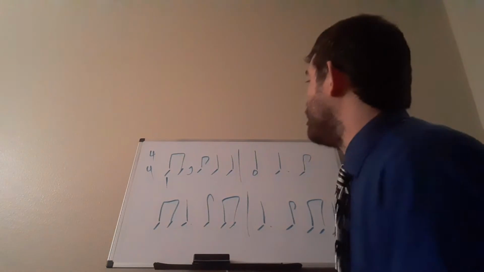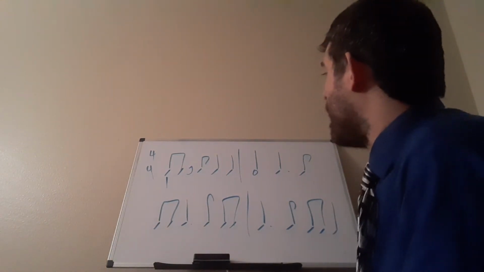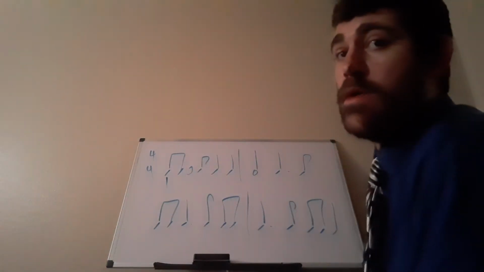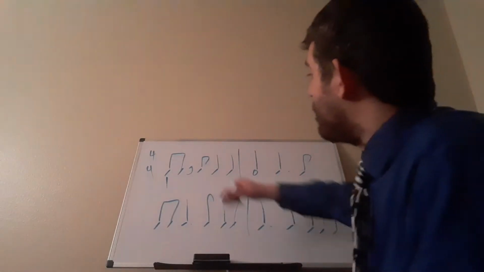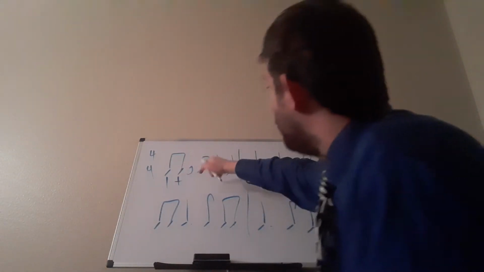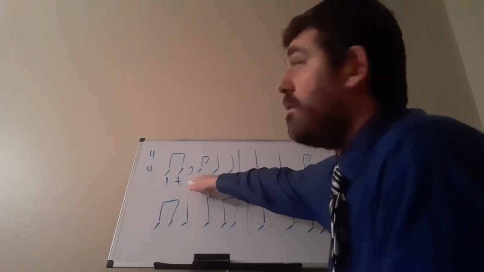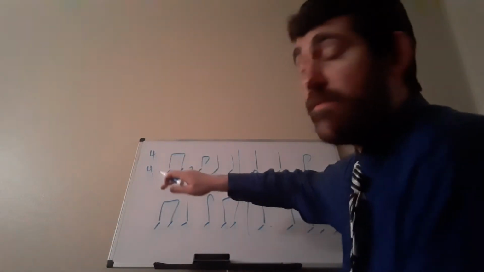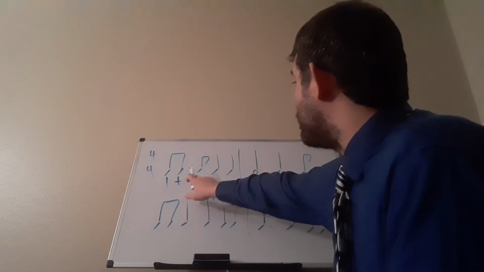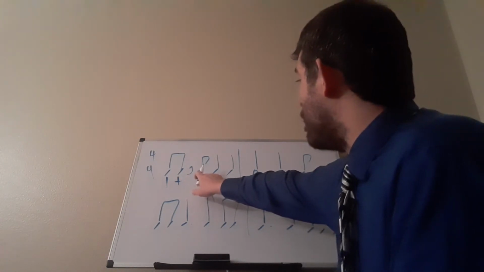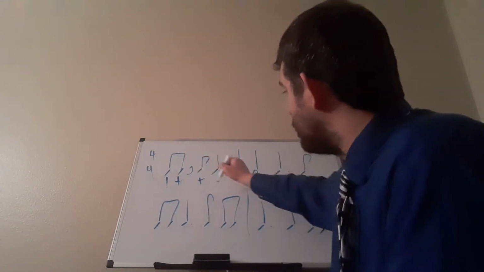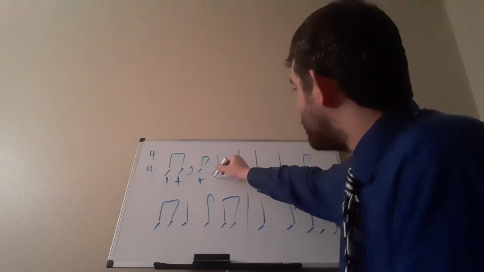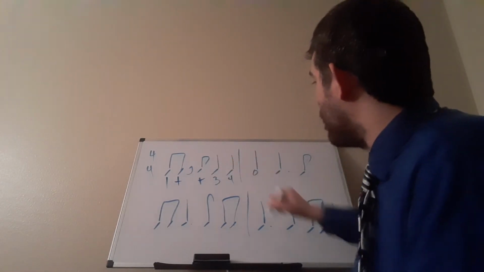Remember, we count 8th notes with numbers and ands. So 1 and 2 and 3 and 4, and therefore this would be an and. This 8th rest right here falls on a downbeat. That's beat 2. Because it's a rest, we're going to leave it blank. This right here is another 8th note, so this is going to be on the end of 2. And then these quarter notes are on beats, so this is beat 3 and beat 4.